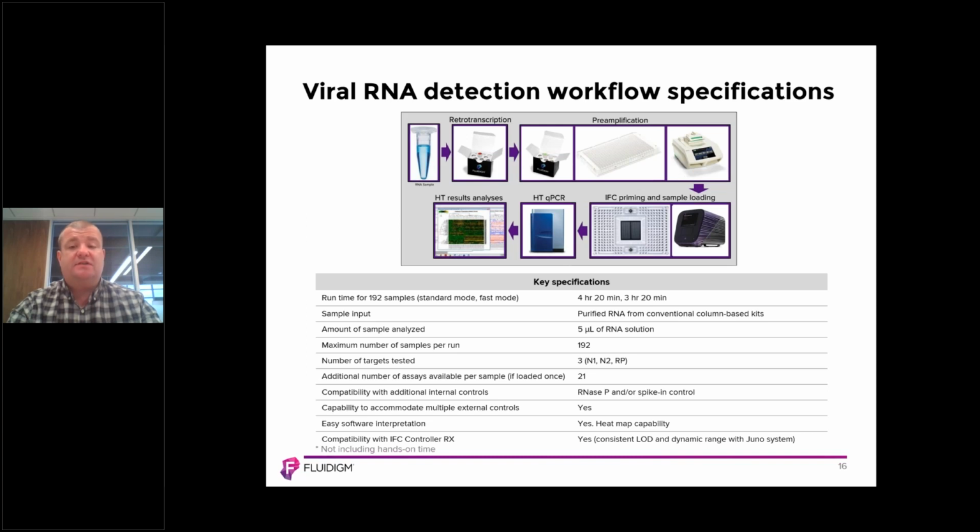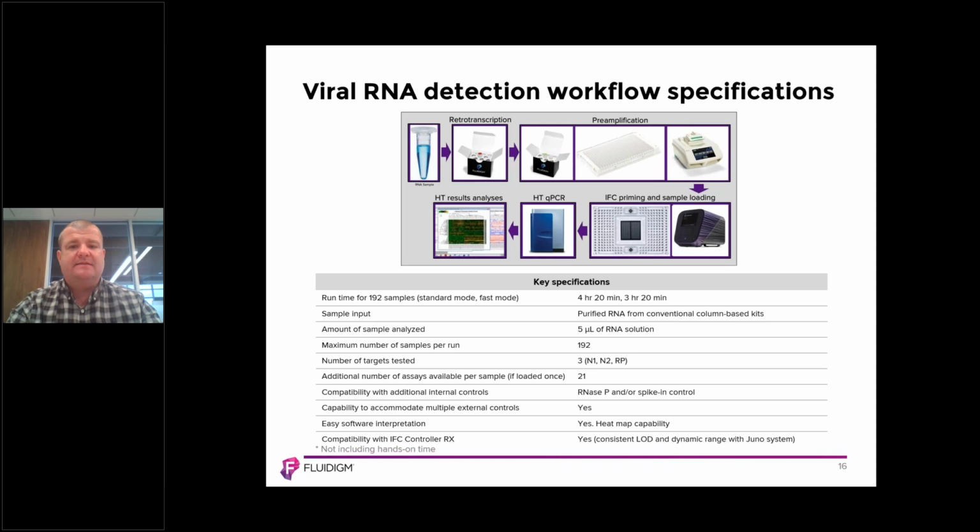Once that pre-amplification is complete, we then take the pre-amplified cDNA, pipette it onto our 192.24 IFC, and place that along with the assays into the Juno system. The Juno system will take around 30 minutes to perform the priming and the sample loading within that IFC.